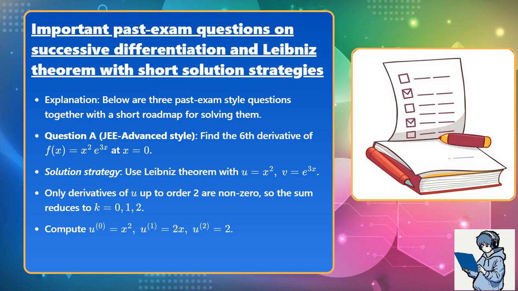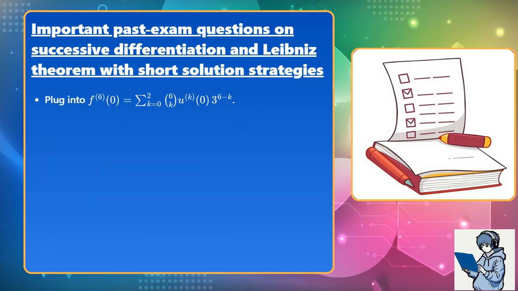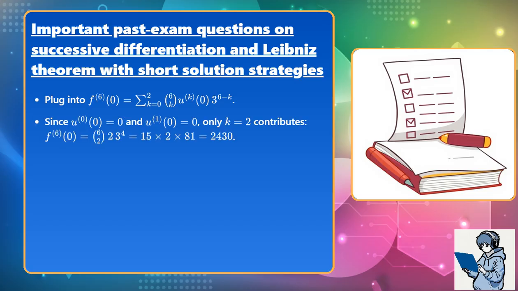Compute u superscript 0 equals x squared, u superscript 1 equals 2x, u superscript 2 equals 2. Then v superscript n equals 3 to the n times e to the 3x. Plug into f superscript 6 of 0 equals sum from k equals 0 to 2 of combination 6 choose k times u superscript k of 0 times 3 to the 6 minus k. Since u superscript 0 of 0 equals 0 and u superscript 1 of 0 equals 0, only k equals 2 contributes. F superscript 6 of 0 equals combination 6 choose 2 times 2 times 3 to the 4 equals 15 times 2 times 81 equals 2430.